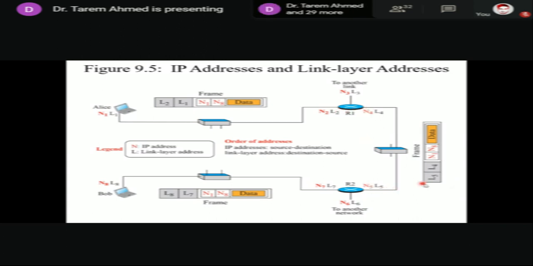Then it will encapsulate in this format and send it to the physical layer to physically forward it to this particular interface. This interface of R2 will receive it. It will see, okay, the destination MAC address is L5, it is meant for me. I will receive the packet. It will do a parity check. Assuming the parity check matches, it will send it to the network layer of R2.